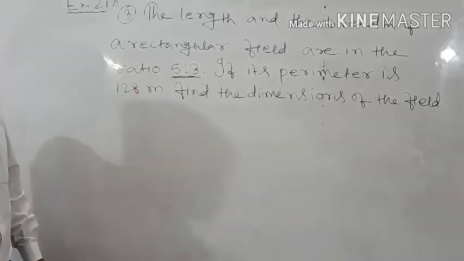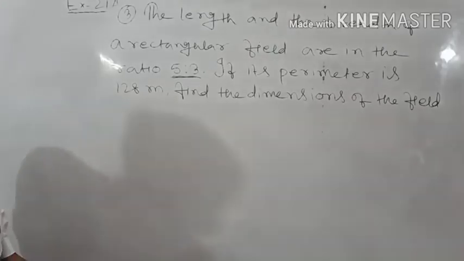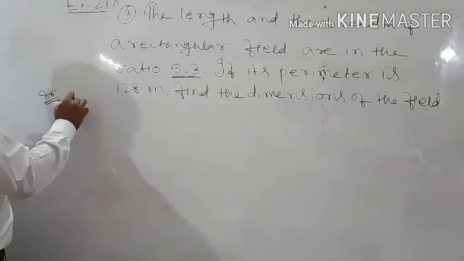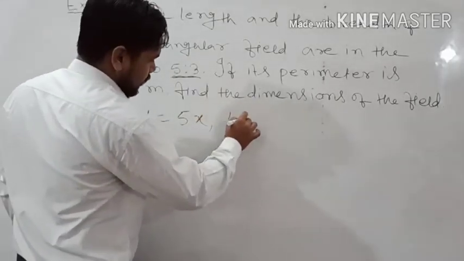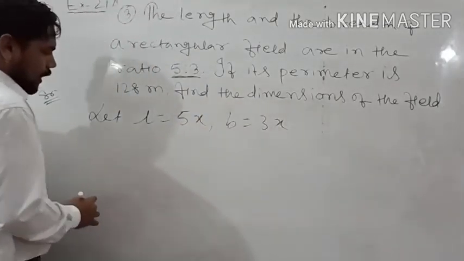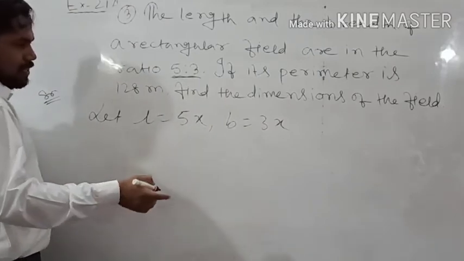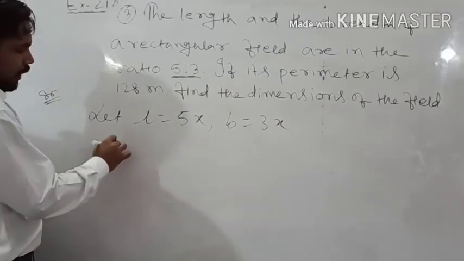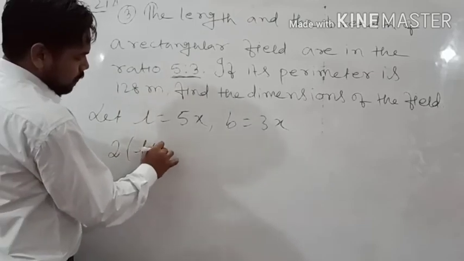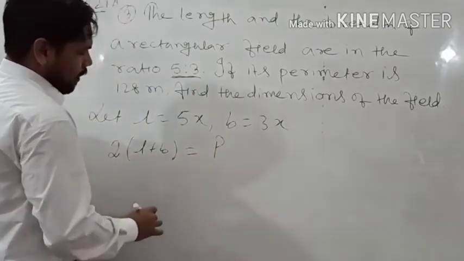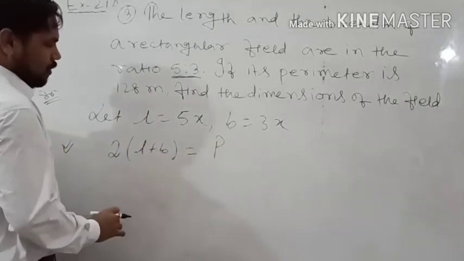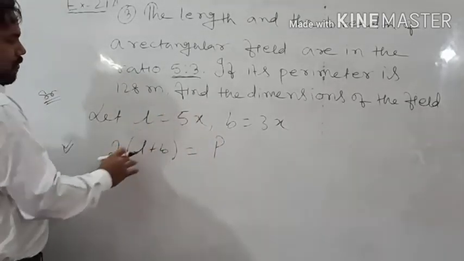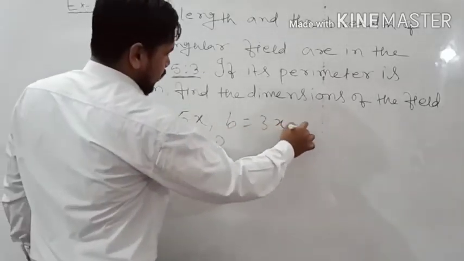Finding the dimensions of the field means you have to find the length and breadth of the field. Let us consider in this question L is equal to 5x and B is equal to 3x. So we know 2 into length plus breadth is equal to the perimeter. We know this is the formula, just we have written the perimeter this side.